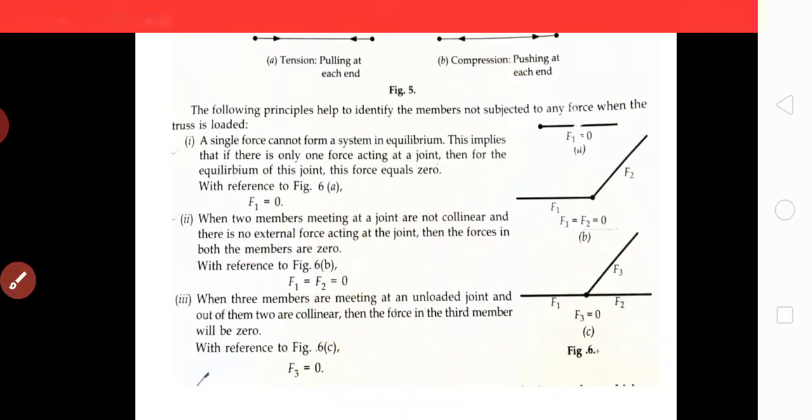Now, the following principles help you to identify the members not subjected to any force when the truss is loaded. Refer to figures A, B, C. A single force cannot form a system in equilibrium. This implies that if there is only one force acting at the joint, then for the equilibrium of the point, this force equals 0, with reference to figure 6.A, F1. This material I have taken from the new mechanics book of Dr. D.S. Kumar. When two members meeting at a joint are not collinear and there is no external force acting at the joint, then the forces in both the members are 0.